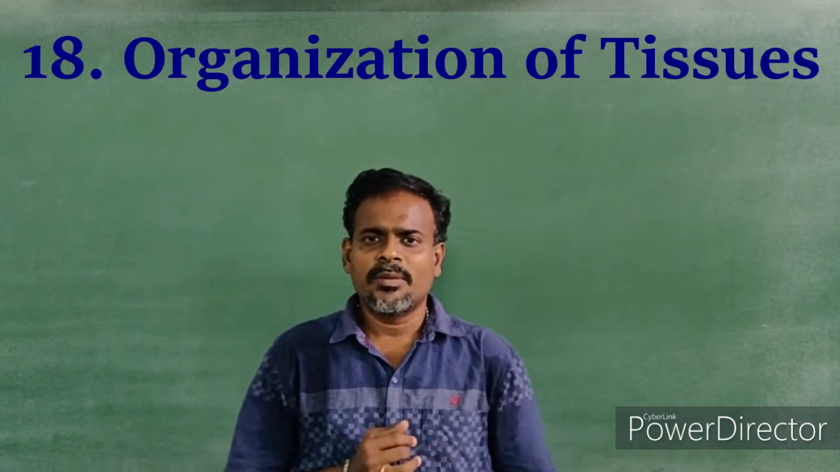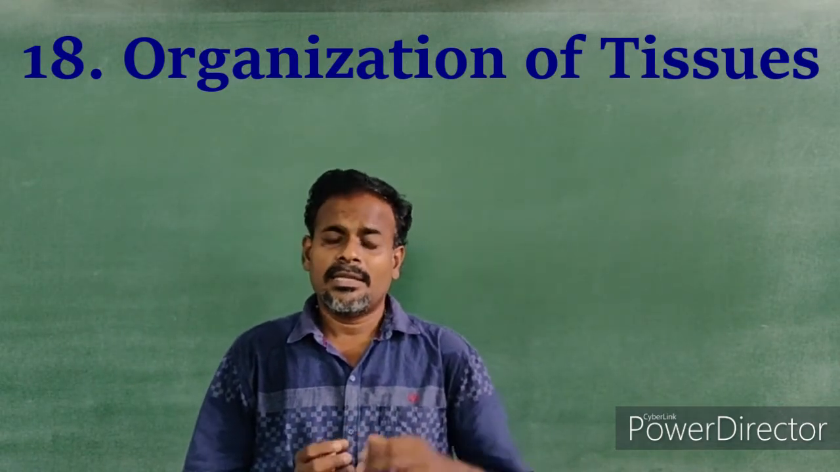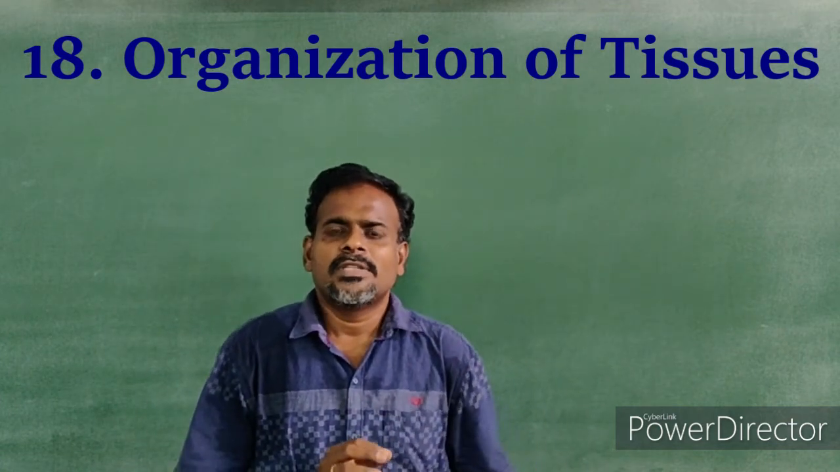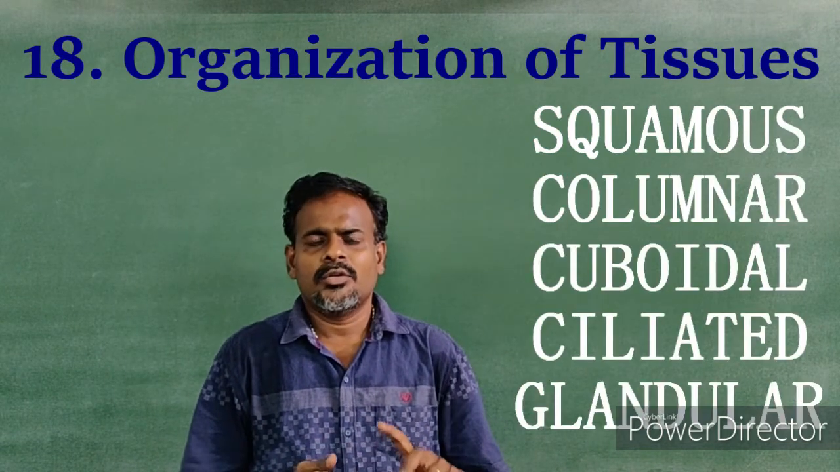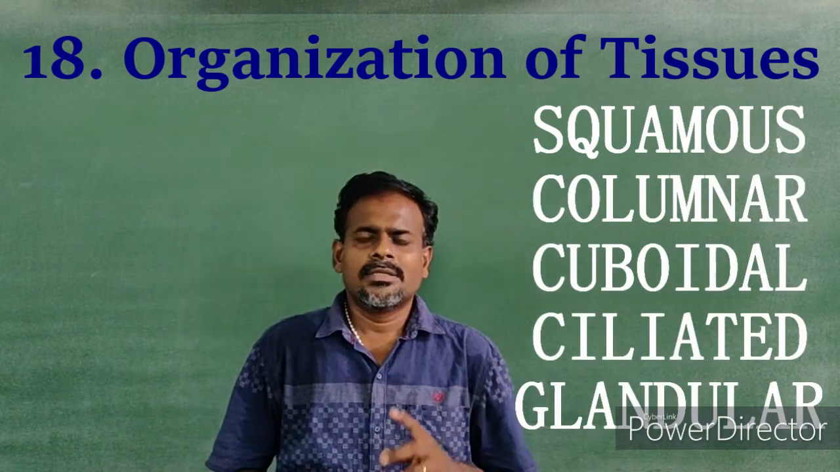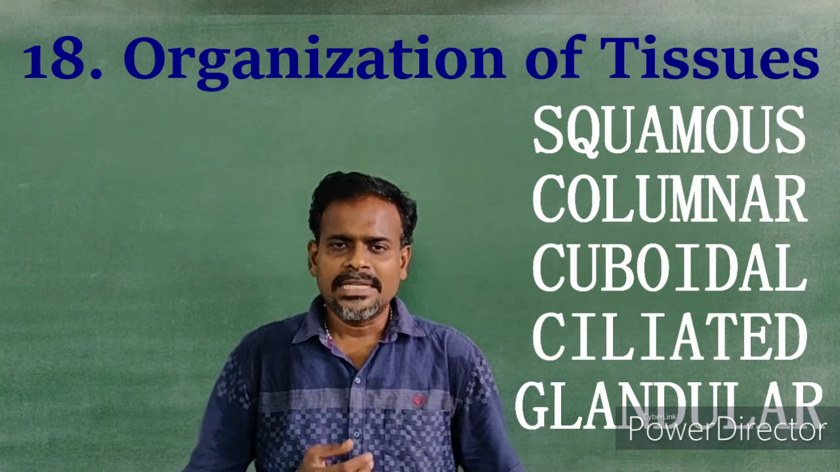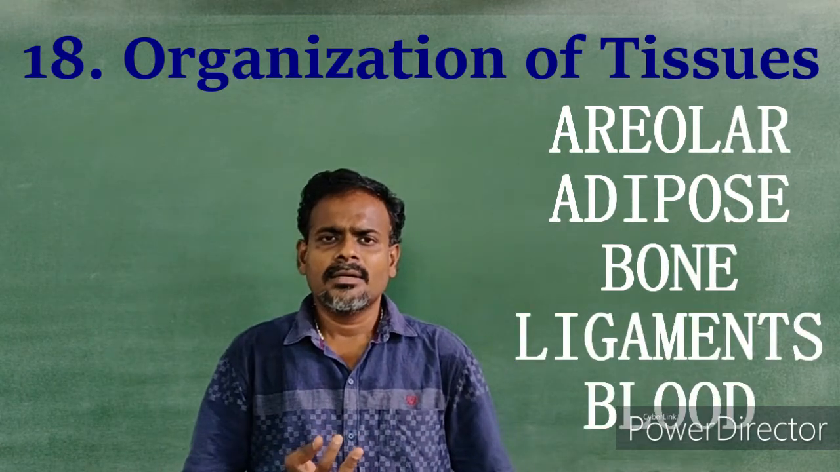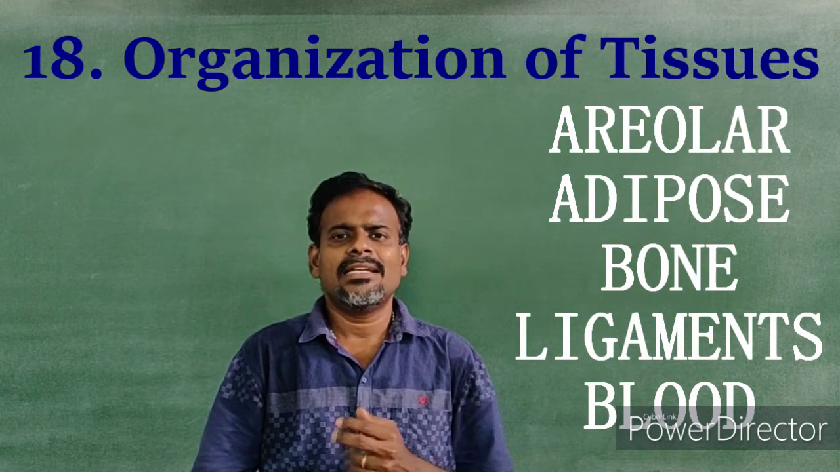There are two types of epithelium: simple and compound epithelium. And there are a few subtypes of simple epithelium, which include squamous, columnar, cuboidal, ciliated and glandular. Connective tissues include areolar tissue, bone, ligaments, tendons and blood.